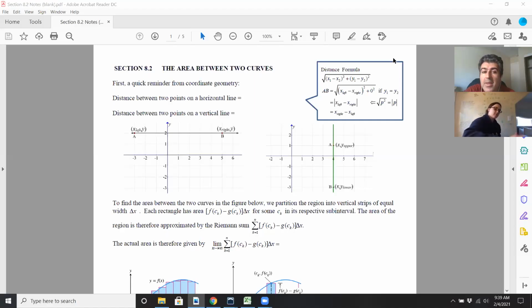Okay, we're recording. So we got the 8.2 lesson, area between two curves. First off, let's just do some very simple coordinate geometry. What's the distance between 2 points on a horizontal line? See how we have a horizontal line right here?